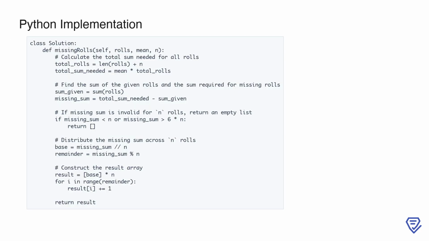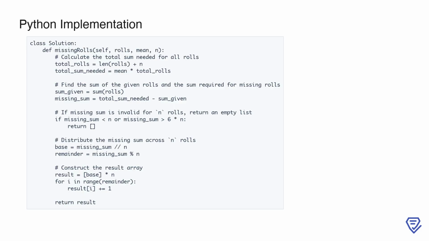By leveraging the feasibility check and the greedy distribution approach, we ensure that the solution is both accurate and optimal for the given inputs. This implementation solves the problem by calculating the total sum required for all dice rolls, based on the given mean and the number of rolls, including both the provided rolls and the missing rolls.